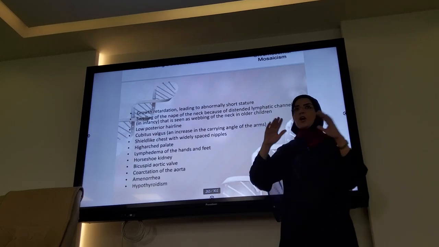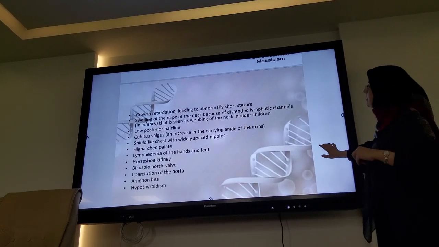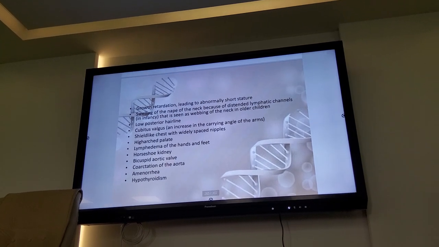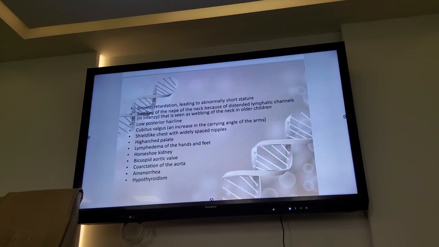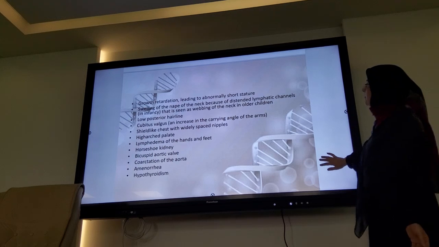They have wide-spaced nipples and breasts. They have an abnormal structure of the hand, cubitus valgus. Cubitus valgus.